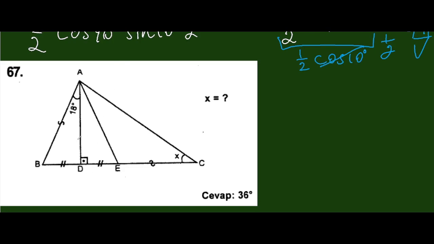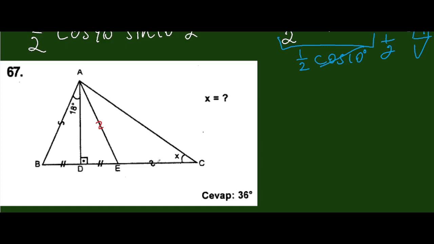So in this problem, we can see from the triangle ABE, the AD line is altitude and at the same time median. So from this we can say that triangle ABE will be an isosceles triangle. So AB will be equal to AE.